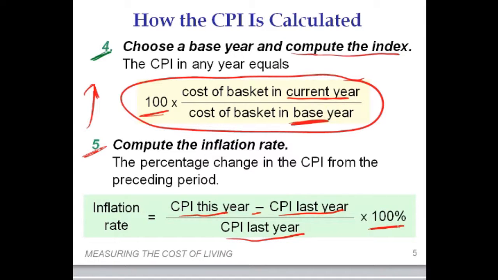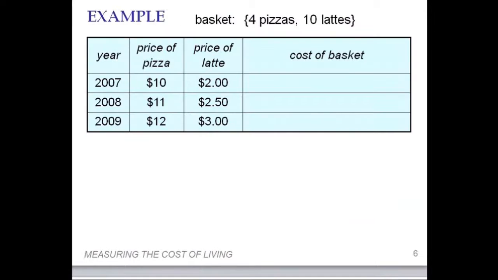For a better understanding of how the CPI is calculated, we will solve the next exercise using the previous steps and apply all of them step by step. To solve this exercise, we will start from the first step, which was to fix the basket. You can see here in the exercise, the fixed basket is given, and it is 4 pizzas and 10 lattes.